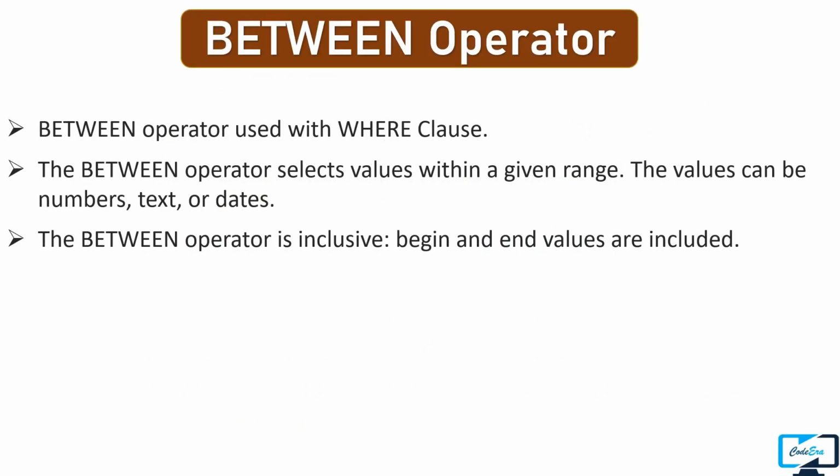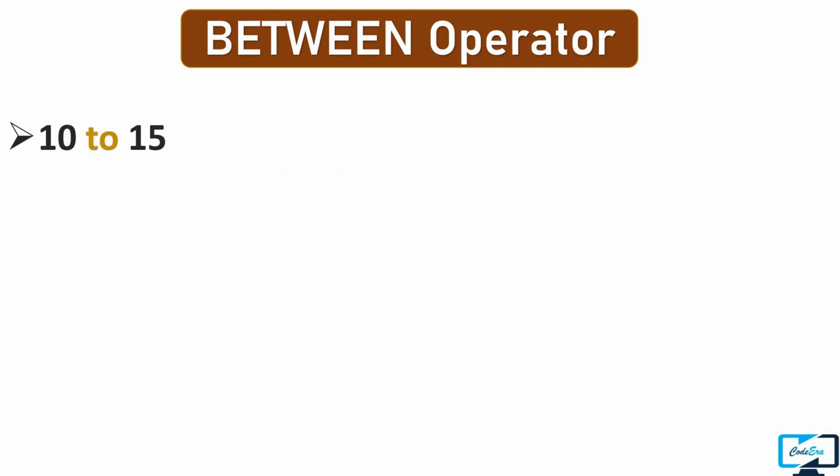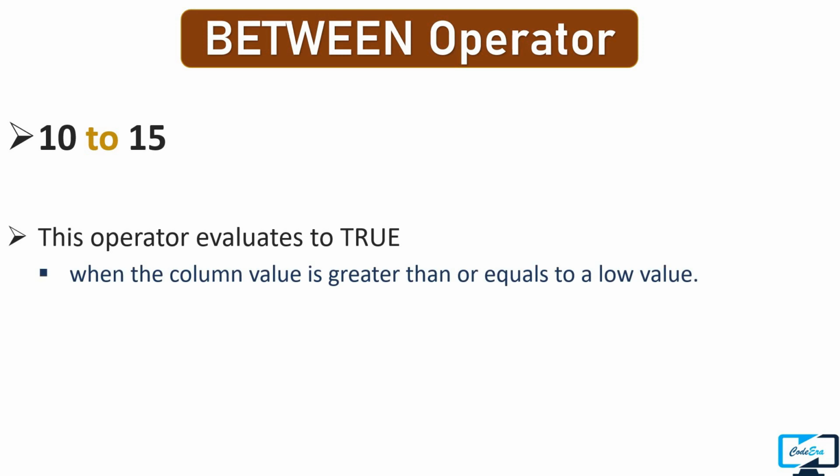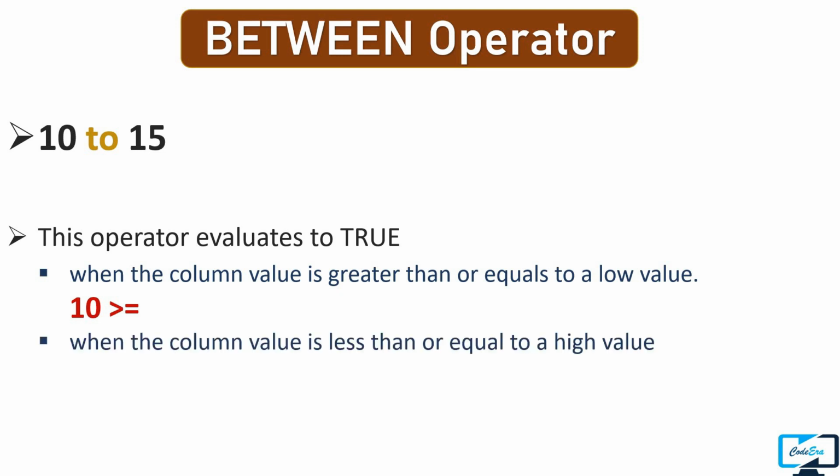And this operator is inclusive. That means it includes the begin and end values also to filter the data. For example, our range is 10 to 15, so it will give the results which have column value greater than or equal to the lower value, which means greater than or equal to 10, and less than or equal to the higher value, which means less than or equal to 15.